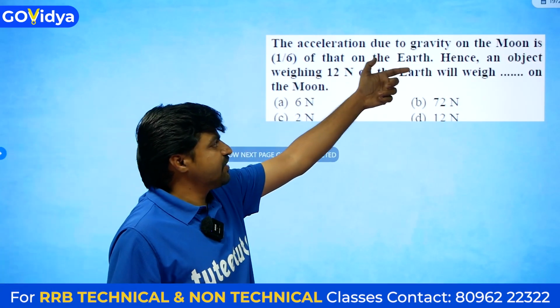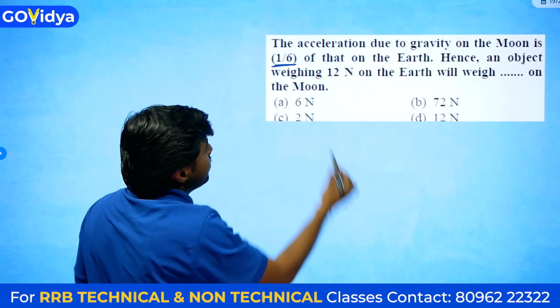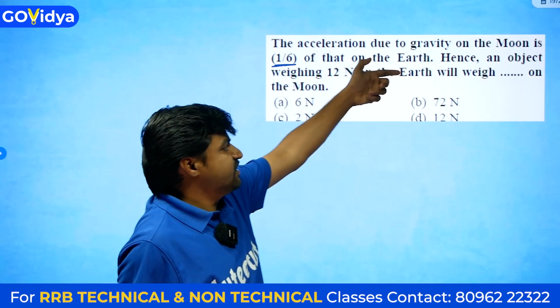The acceleration due to gravity on the moon is 1/6 of that of the earth.